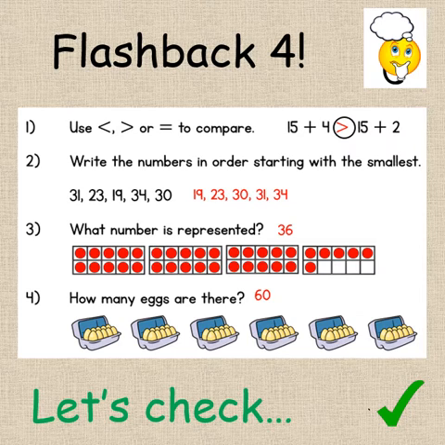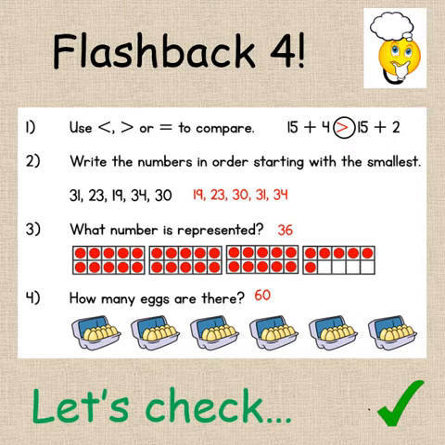Okay, number 2. You had to put the numbers in order starting with the smallest. So you should have had 19, 23, 30, 31 and 34. So well done. Give yourself a tiny tick if you got those right.